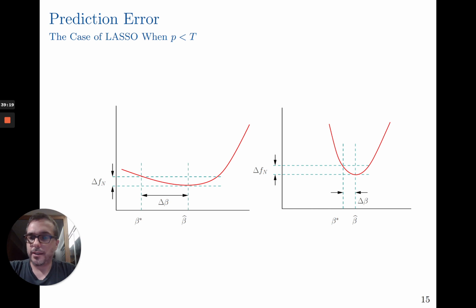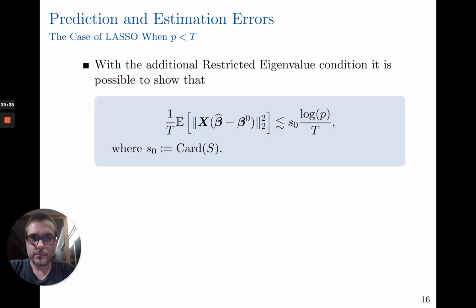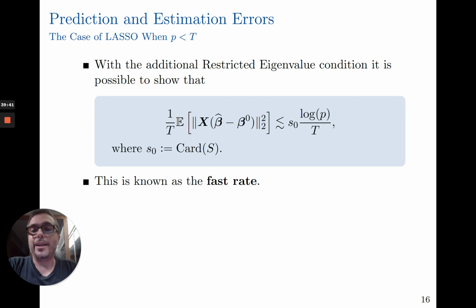And this is basically the picture I drew on the slides. So we want that small changes on the parameters beta induce proportional changes on the cost function. We don't want flatness. We want something that's really curved. So if this is the case, we can show that the prediction error is bounded by something that's the ratio of log p over T. So this is the fast rate.